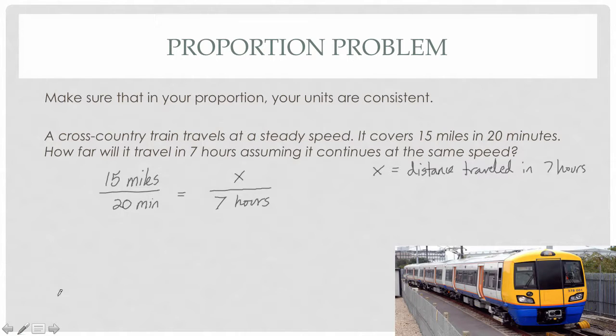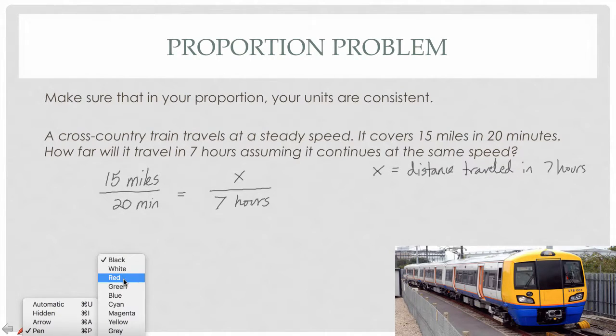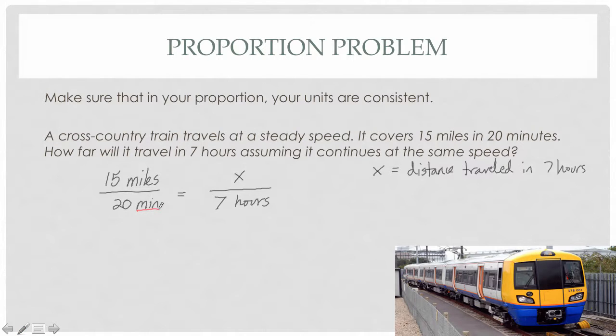What's the problem with setting it up like this though? The problem is I'm not being consistent with my units. This is miles to minutes, but later on, I'm comparing that to hours. If I want to set up a ratio problem, I need to make sure my units are consistent. So I either need to change 7 hours into minutes, or I need to change 20 minutes into hours. I'm going to change 20 minutes into hours. 20 minutes out of 60 minutes, so I'm going to rewrite this as 15 miles over 1/3 of an hour.